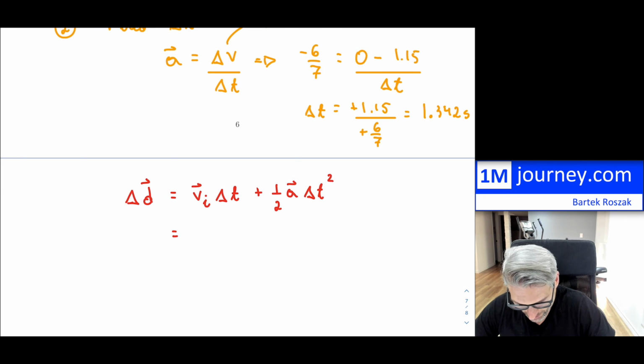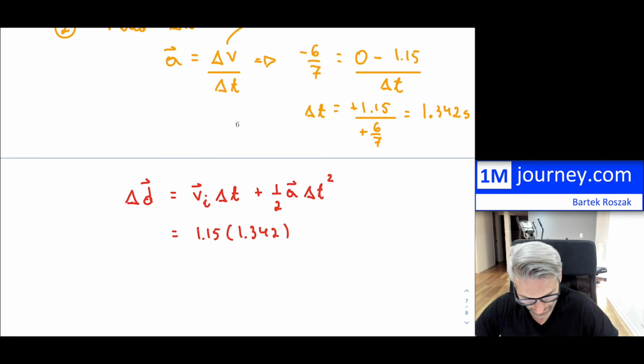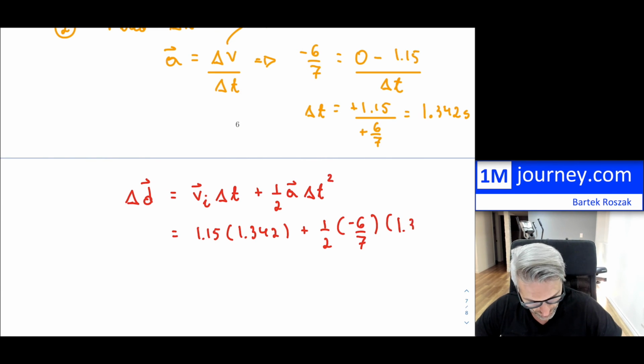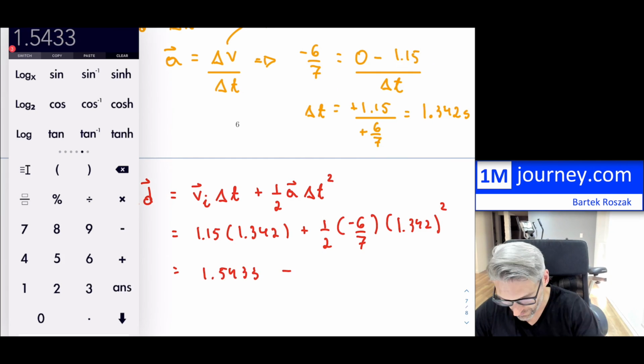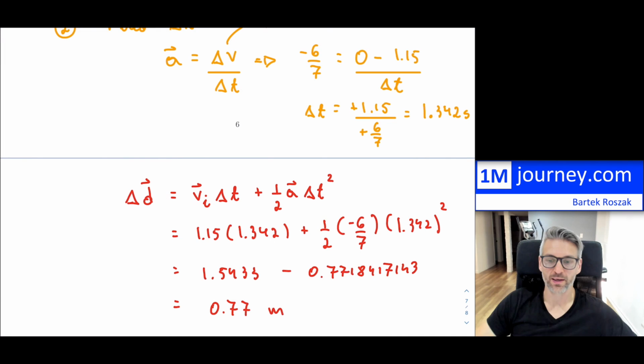So this is 1.15. The time is 1.342 plus 1/2. The acceleration is negative 6.6 over 7. And then, again, 1.342 squared. All right, and now you can compute it. I'm going to just plug it all in and let's get our answer. All right, so it's about 0.77 meters.